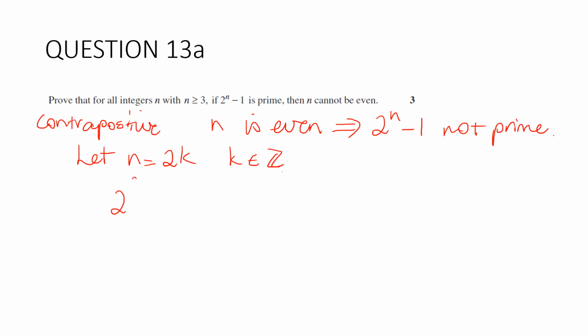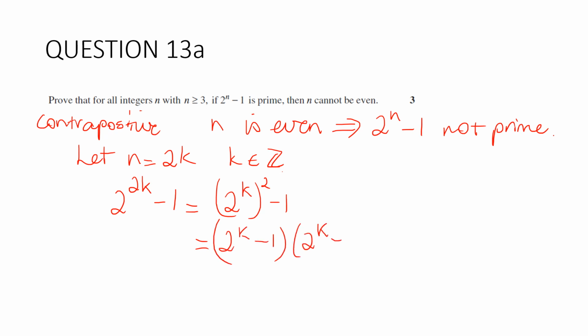So 2 to the 2k minus 1, well, that's the same as (2 to the k) all squared, take away 1, which is the same as (2 to the k minus 1)(2 to the k plus 1), which makes it seem like it can be factorized into two integers, which will make it not prime, providing one of these is not equal to 1, of course.